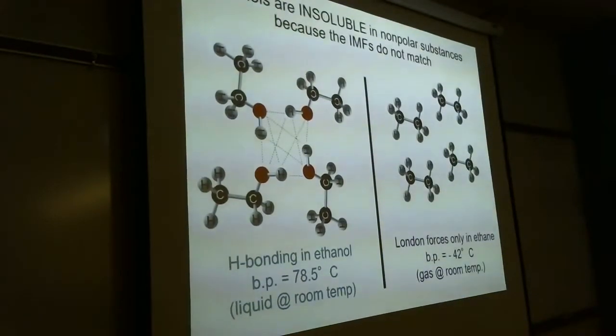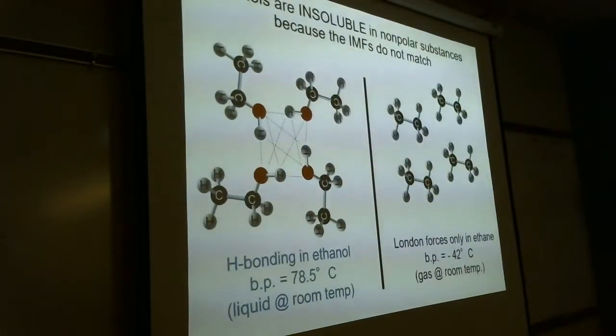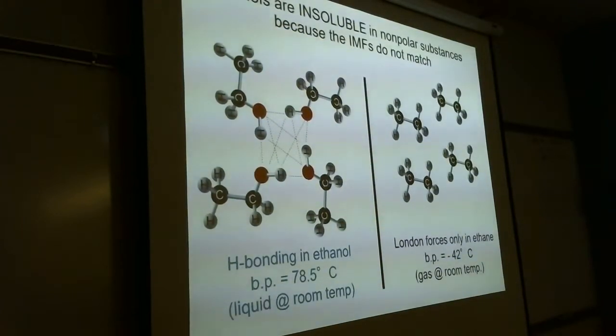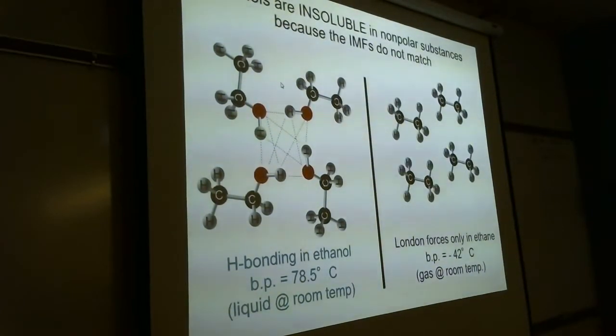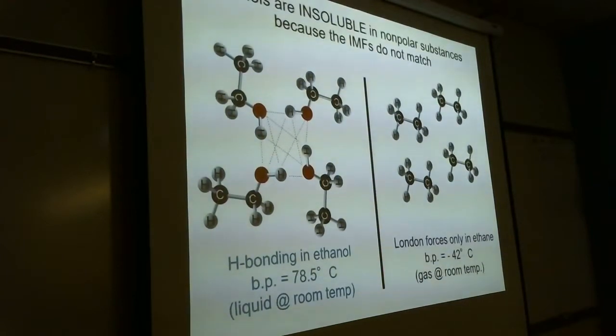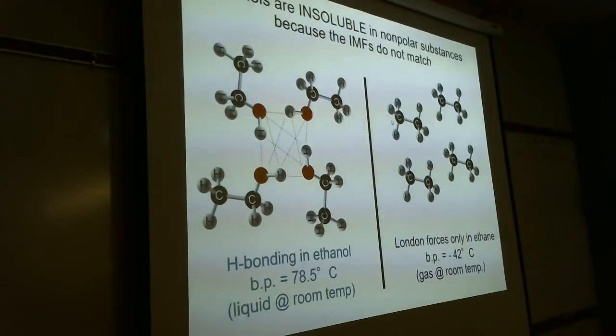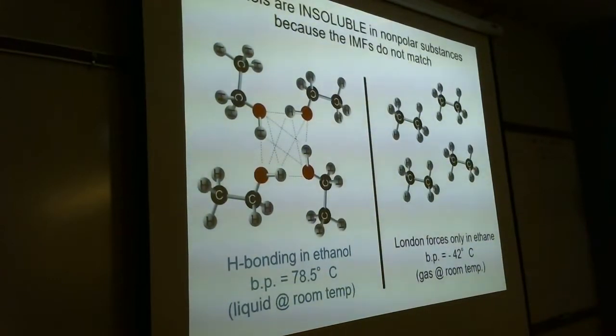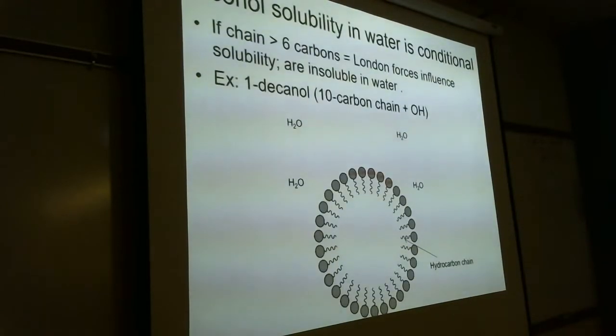So alcohols are insoluble in nonpolar substances because their intermolecular forces wouldn't match. For instance, if I gave you an alcohol and asked if it was soluble in decane, I wouldn't say ethane because ethane's a gas at room temperature. Let's just pretend a big long chain. An alcohol would not be soluble in that. Their IMFs don't match.